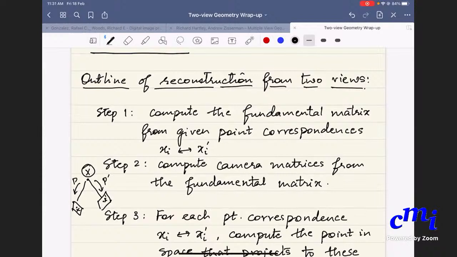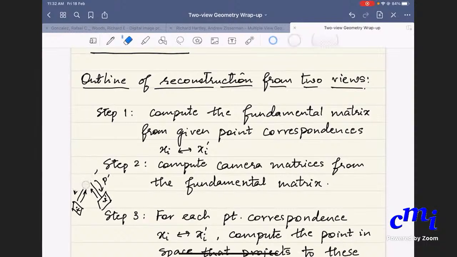Then the idea is simply that you back project these two rays. You back project x, you back project x prime. These two rays should intersect. They are all going to be coplanar, and we are doing projective geometry, so if you have any two lines on a plane, they will intersect. That intersection point is your space point X. So using this back projection, you can reconstruct this point X.